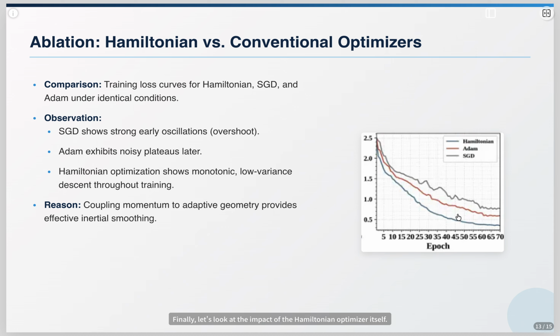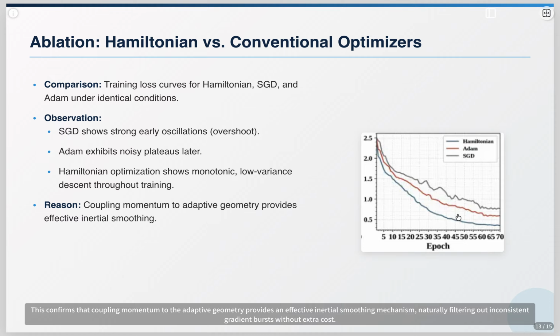Finally, let's look at the impact of the Hamiltonian optimizer itself. Figure 5 compares its loss curve against standard SGD and Adam under identical conditions. You can see the difference immediately. SGD exhibits strong early oscillations, reflecting the overshoot caused by the conflicting source and target signals. Adam does a bit better, damping some oscillations, but it tends to hit noisy plateaus later on. In contrast, the Hamiltonian approach shows a remarkably smooth, monotonic descent throughout the entire training period.